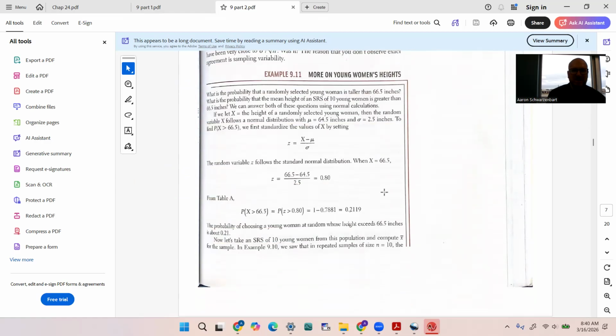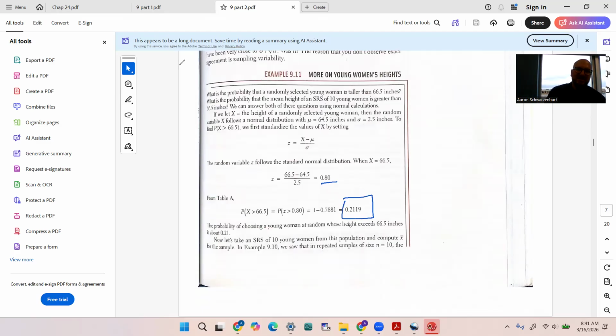So, using that, if I have a young woman at 66.5, what is the probability that the height is greater than 66.5? If I do it for a single young woman, I get a z of 0.8 and a probability of 21.19%. Very possible, right? Reasonable chance, 1 in 5.